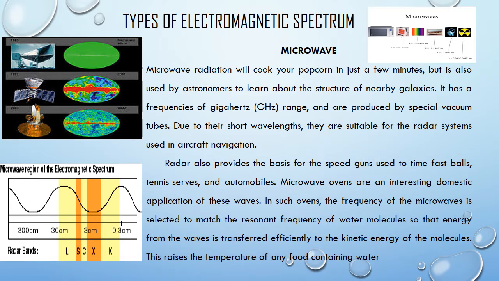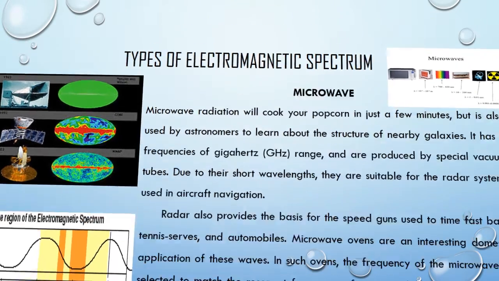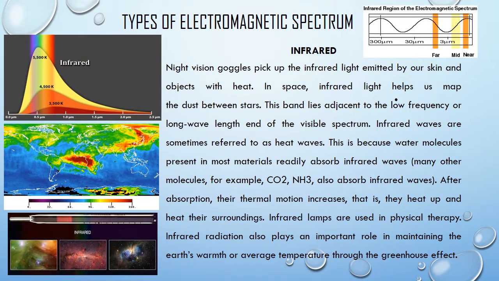If you look at the video, you will see the microwave region of the electromagnetic spectrum, in which it has a radar. And the next one is infrared.